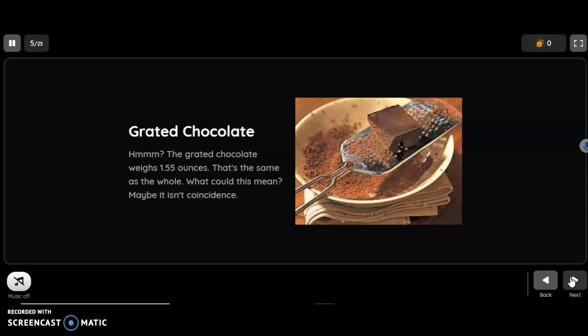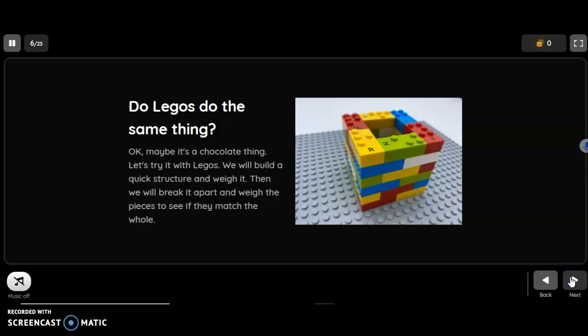And we were thinking, well, what does this mean? Does it mean anything yet? And we weren't sure about that, because we thought it could be a coincidence, but maybe it's not. So we broke out some Legos. Maybe it's a chocolate thing, we thought. We had Legos. We built small little structures similar to the one you see here, and we weighed it. And let's just say it weighed 3.5 ounces.